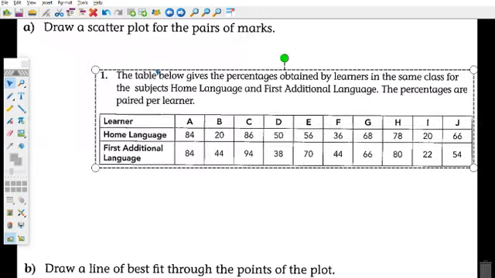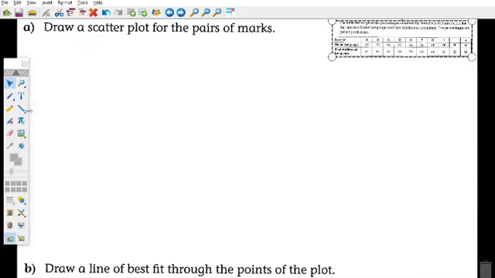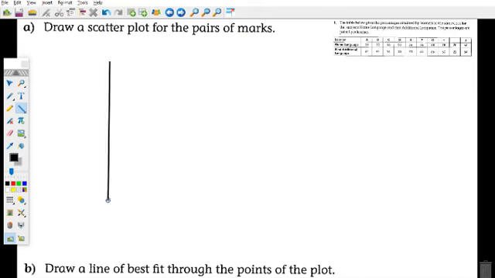I'm just going to put it up here so I can see. All right, so we're going to draw a scatter plot. Now, drawing a scatter plot, we need to be accurate. So we're going to have exactly so much like that, so much like that.